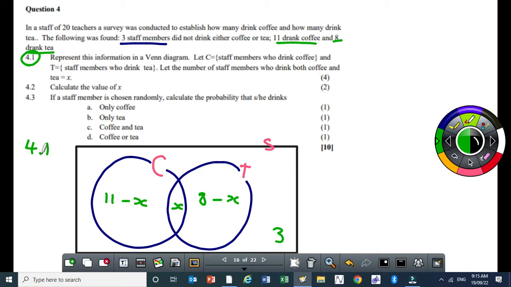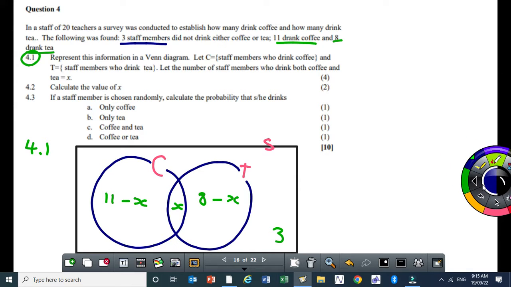In order to solve for X, that's 4.2, we have to write an equation in terms of X. Now, there are 2 ways of writing the equation. We can add the 11 minus X plus 8 minus X plus 3. The total is 20. Or you can just eliminate these 3 and add 1, 2, 3. They should give you 17. So you can choose which way you prefer.